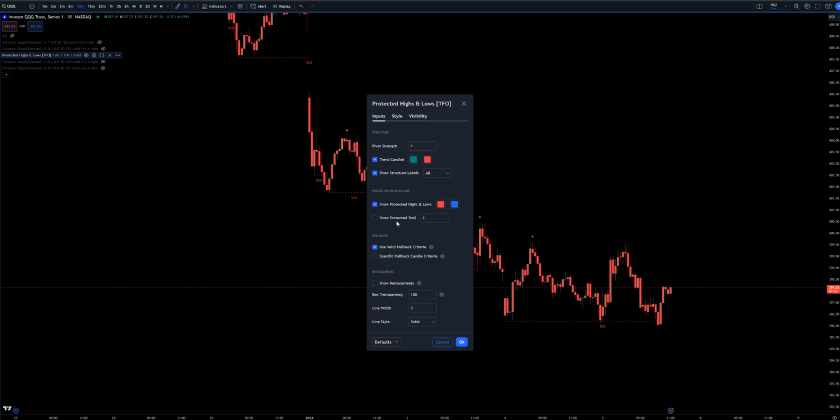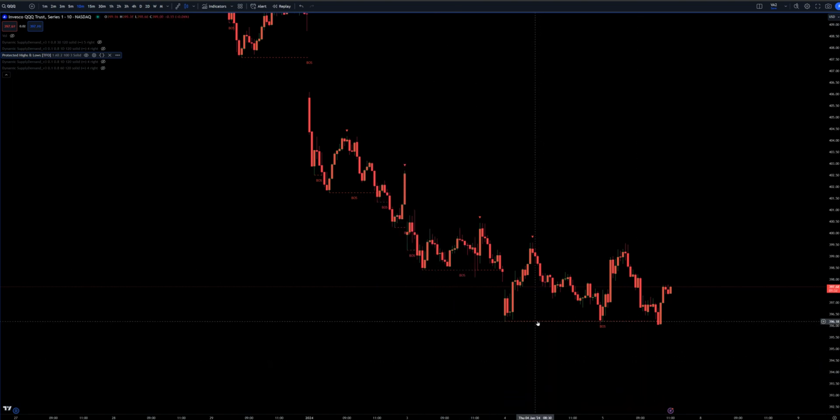I have the protected trail turned off. The length is all default. Color the candle for me. Show the structure label is very important. And then yes, valid pullback criteria. This one I don't need, nothing else I need. So now my chart looks like this, right?